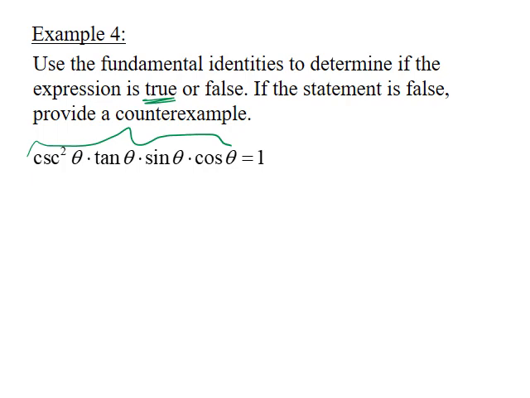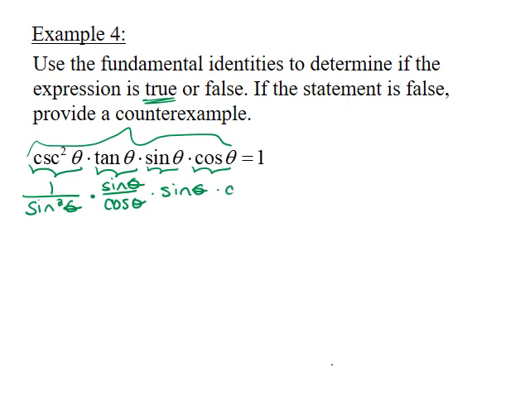So what I'm going to do is manipulate all of these and see what cancels out. Typically, I'm going to try to work with sine and cosine because those are a little bit easier to work with. So if I rewrite cosecant, I know it's the reciprocal of sine. So this is equivalent to 1 over sine of theta. Tangent, if I write that in terms of sine and cosine, is sine of theta over cosine of theta. I'm going to leave this sine and cosine by itself. And this should all equal 1.